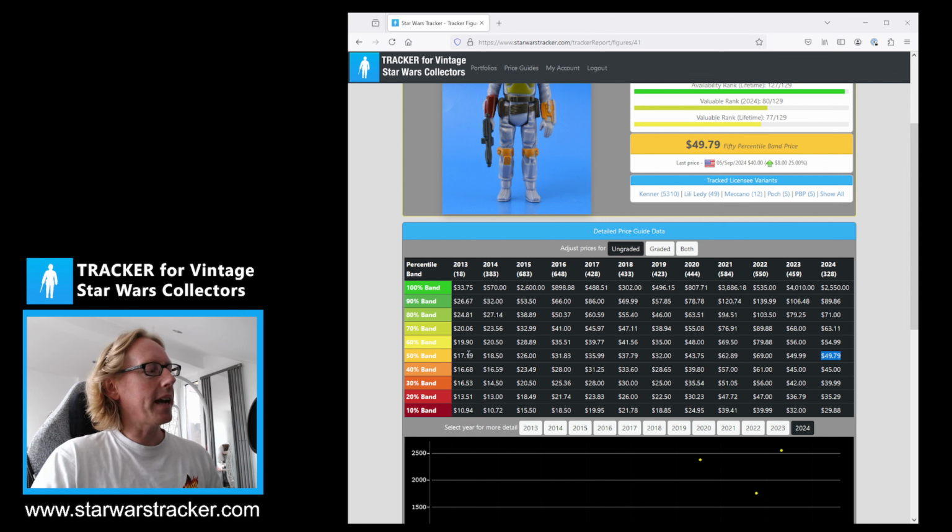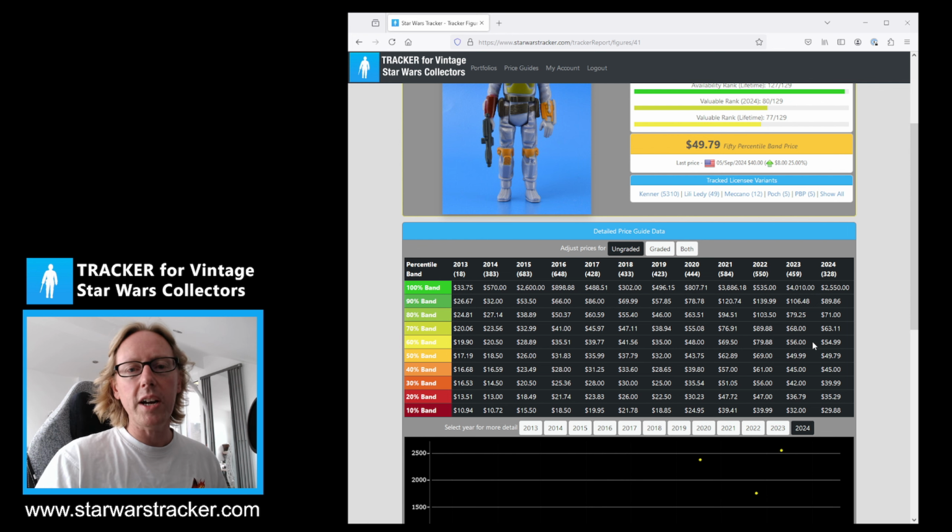But I think percentile bands are a really powerful way to express statistics and give you a more accurate, more real world dicing up of the numbers to help you decide how much something's actually really worth, especially when you have in your mind an idea of what kind of condition item you're actually after.